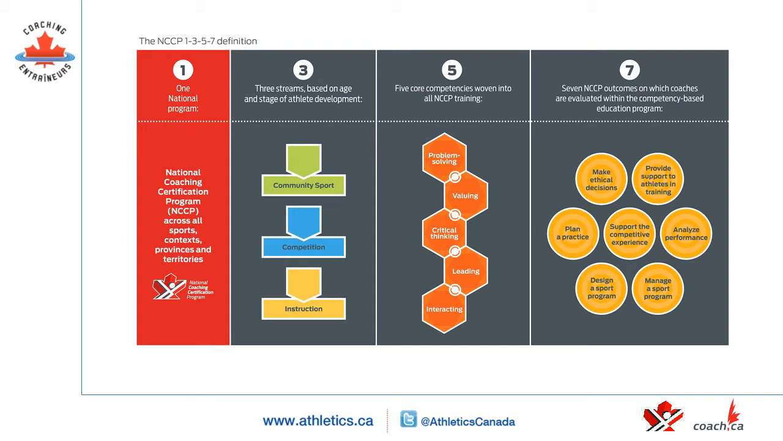More on this later. There are 5 core competencies that are part of the NCCP training: problem solving, valuing, critical thinking, leading, and interacting. The goal of training is to make sure coaches are competent in all 5 of these areas. The 7 outcomes on which coaches are evaluated are as follows: making ethical decisions, provide support to athletes in training, plan a practice, support the competitive experience, analyze performance, design a sports program, and manage a sports program. In each of these streams, what coaches are evaluated upon is specific to that stream, but the outcomes are the same.